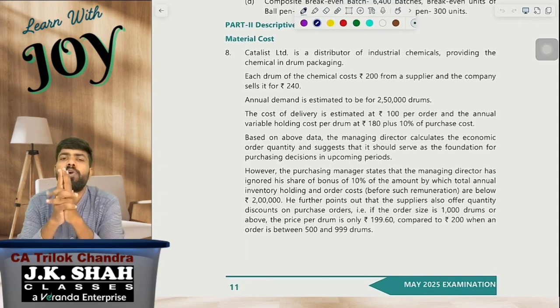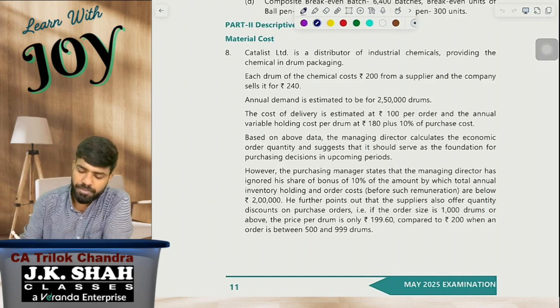We all know that EOQ stands for Economic Order Quantity, and the formula of this is root of 2AO divided by C. A stands for annual requirement, O stands for ordering cost per order, and C stands for carrying cost per unit per annum. Look at the question.